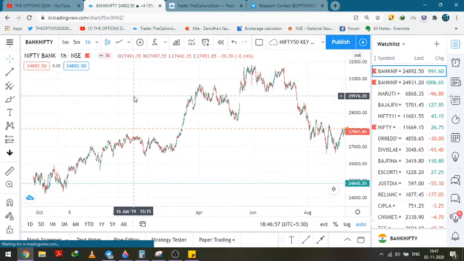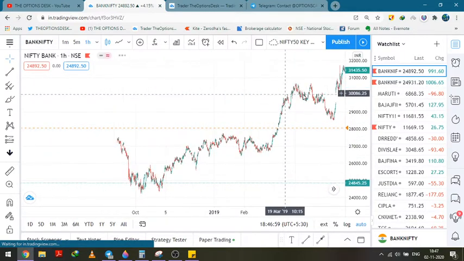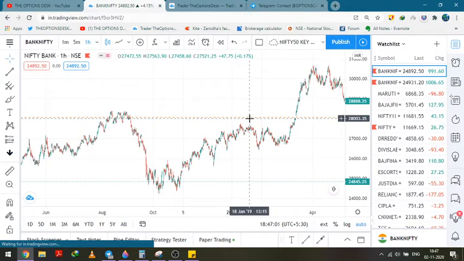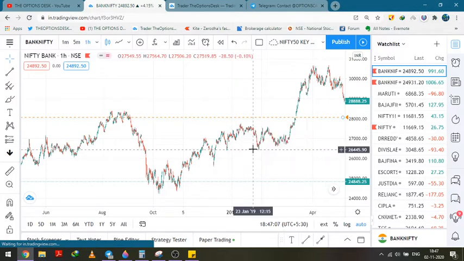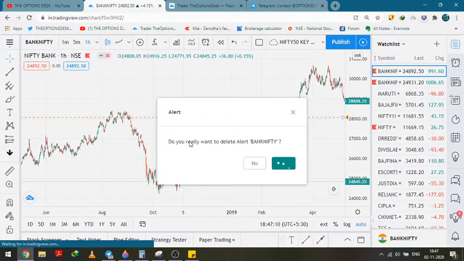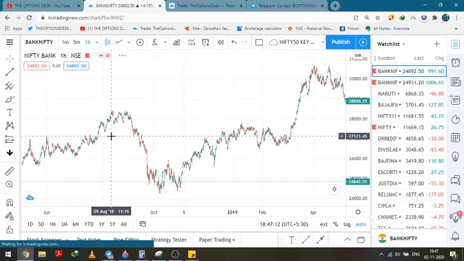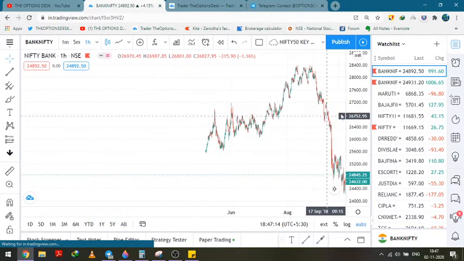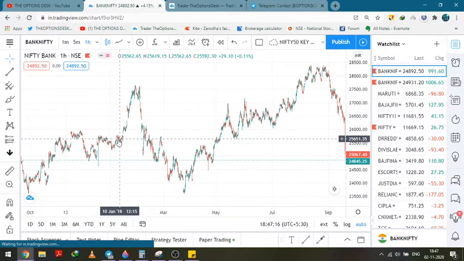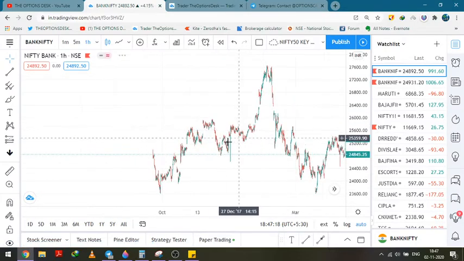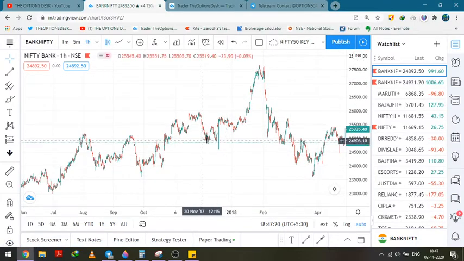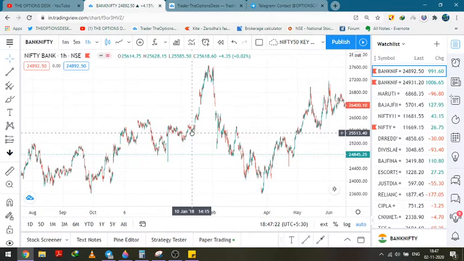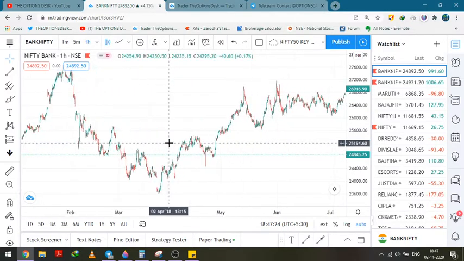So the Bank Nifty is somewhere around 24,845. Let me go back further. Yeah, so this was the earlier support, the zone which was in October 2017. Bank Nifty was at the same level. So now let's start marking the levels for the upper end.